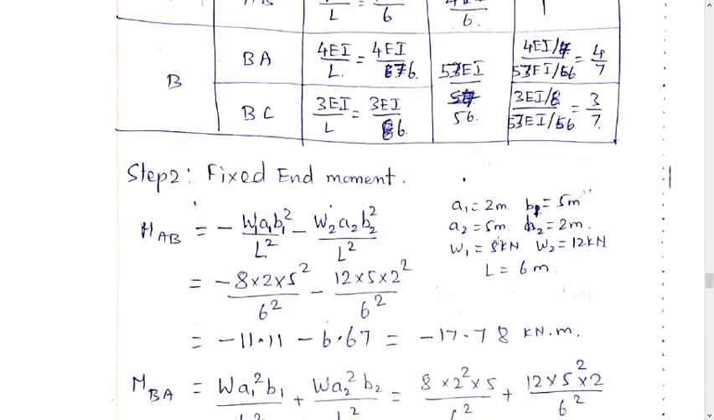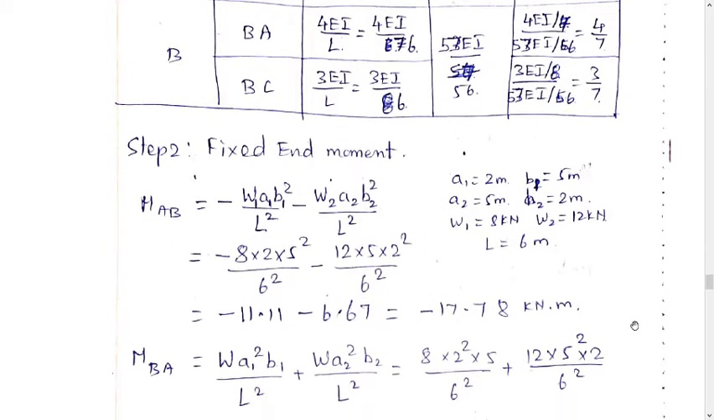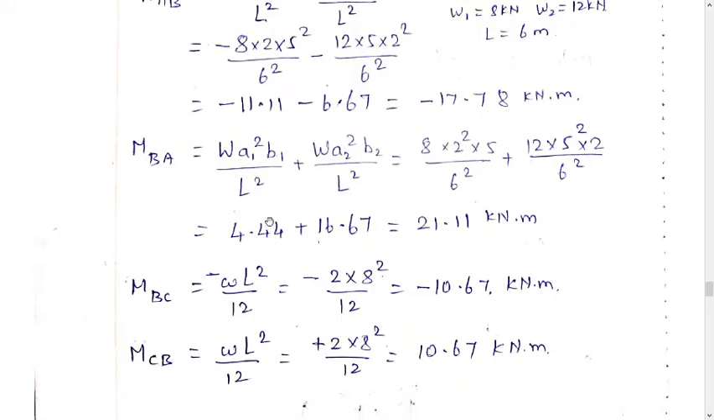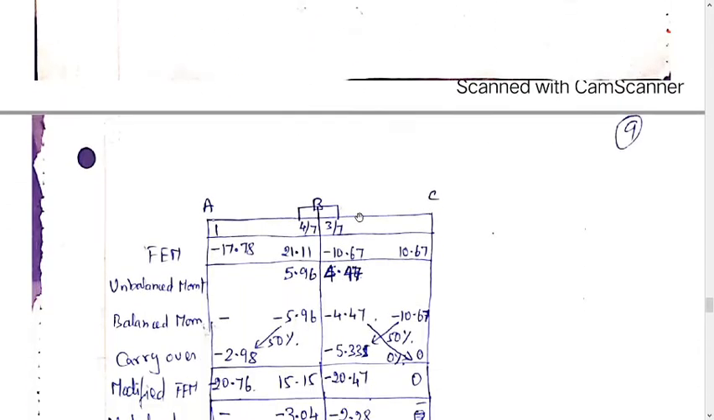Similarly W1 is 8 kilonewton and W2 is 12 kilonewton. Total length is 7 meters. So I have mentioned everything and added it, and it becomes MAB and then MBC. This is the only new term introduced from the previous problem. All the other steps are the same.